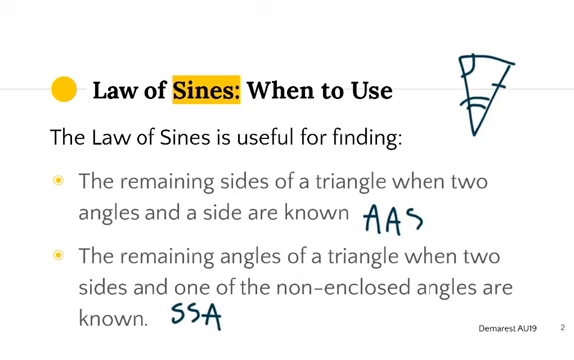It doesn't matter which two angles we know, because remember, if we know two angles of a triangle, we know all of the angles, because all three angles of a triangle always add up to 180. So if you know two, you can always solve for the third.